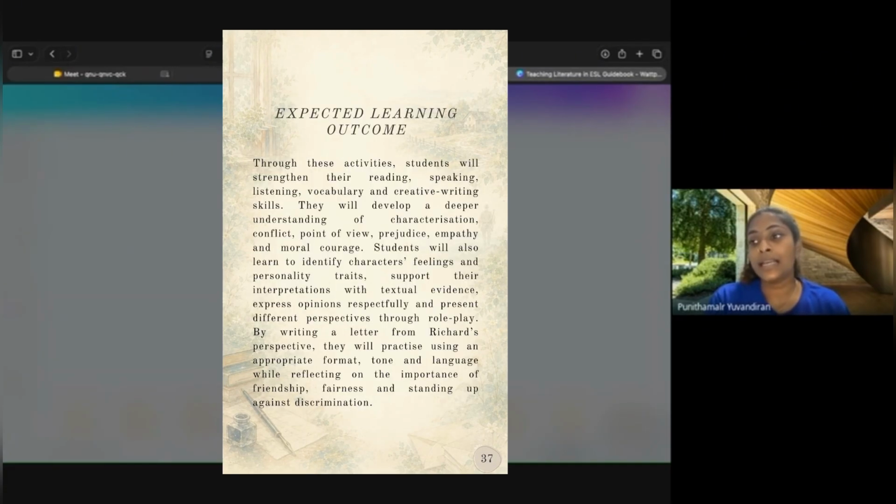So overall, this activity develops students' reading, speaking, listening, vocabulary, and writing skills. It also encourages students to support their interpretation with textual evidence, communicate respectfully, and consider situations from different perspectives. Most importantly, students learn about friendship, fairness, empathy, and the courage to stand against discrimination.